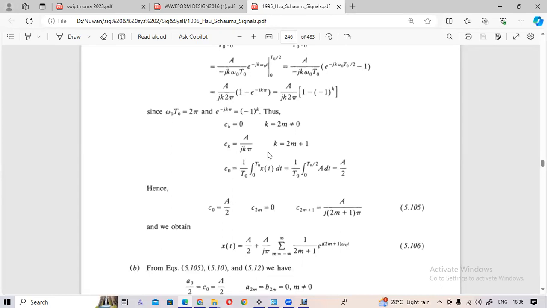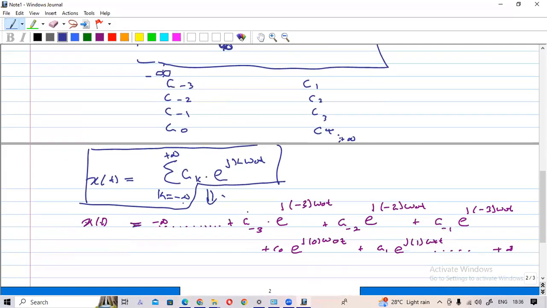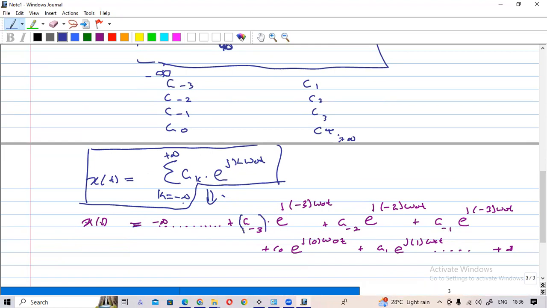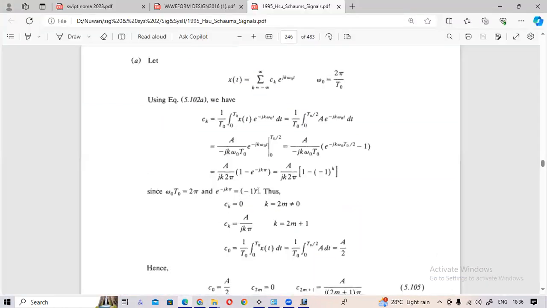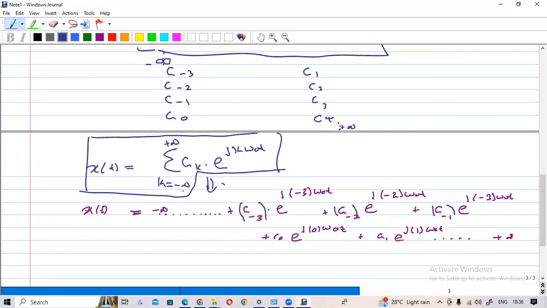Then after calculating, you can expand that x(t) like this. This calculation, that value should be added here. So that is what you have to do. We have seen that example in the previous week. And after that, we see what happens if we add these components together.